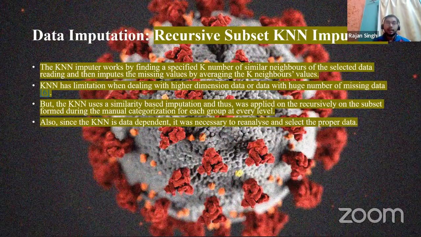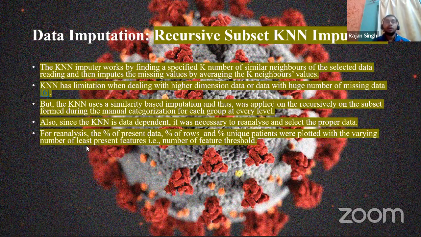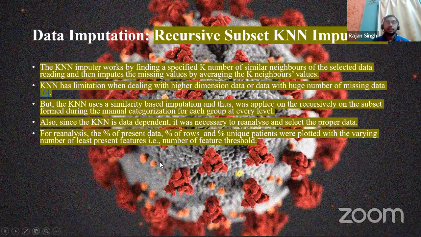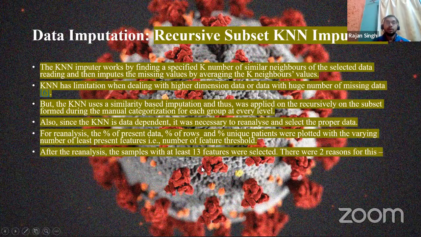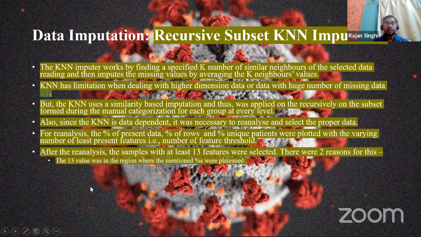So for reanalysis, the percentage of present data, percentage of rows, and percentage of unique patients were plotted against the number of least present features, like the number of features that each reading had, and these 3 factors. So after the analysis, the samples with at least 13 features were selected. The reasons were 2. First, 13 was in the region where the mentioned percentage plateaued. I will be showing in the next graph.